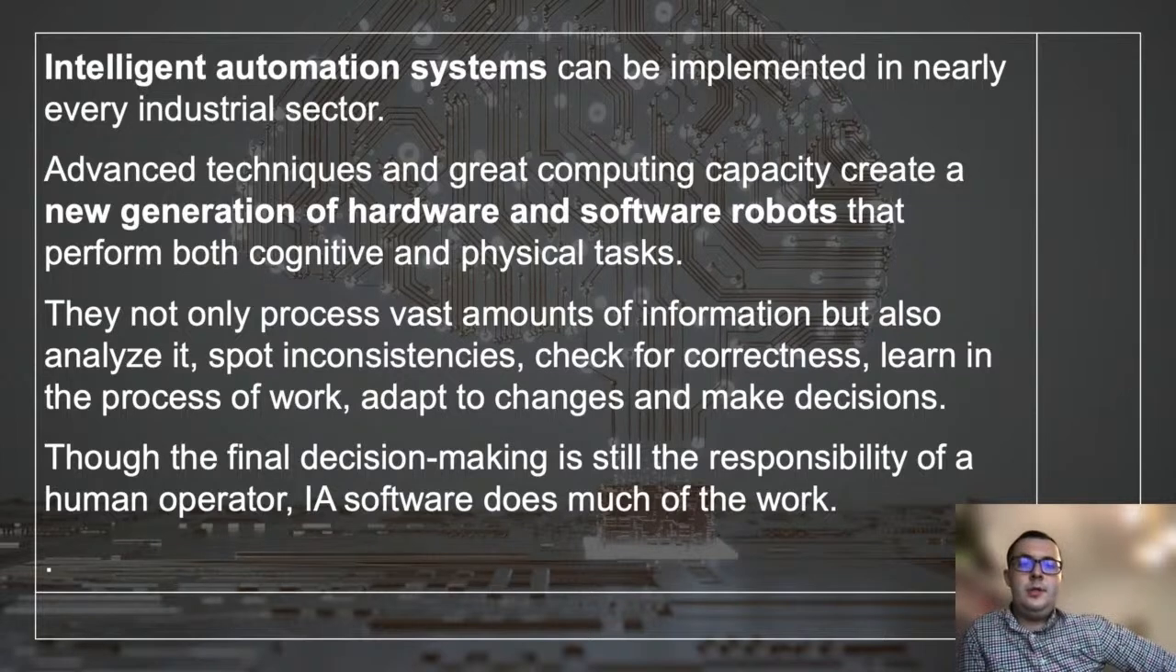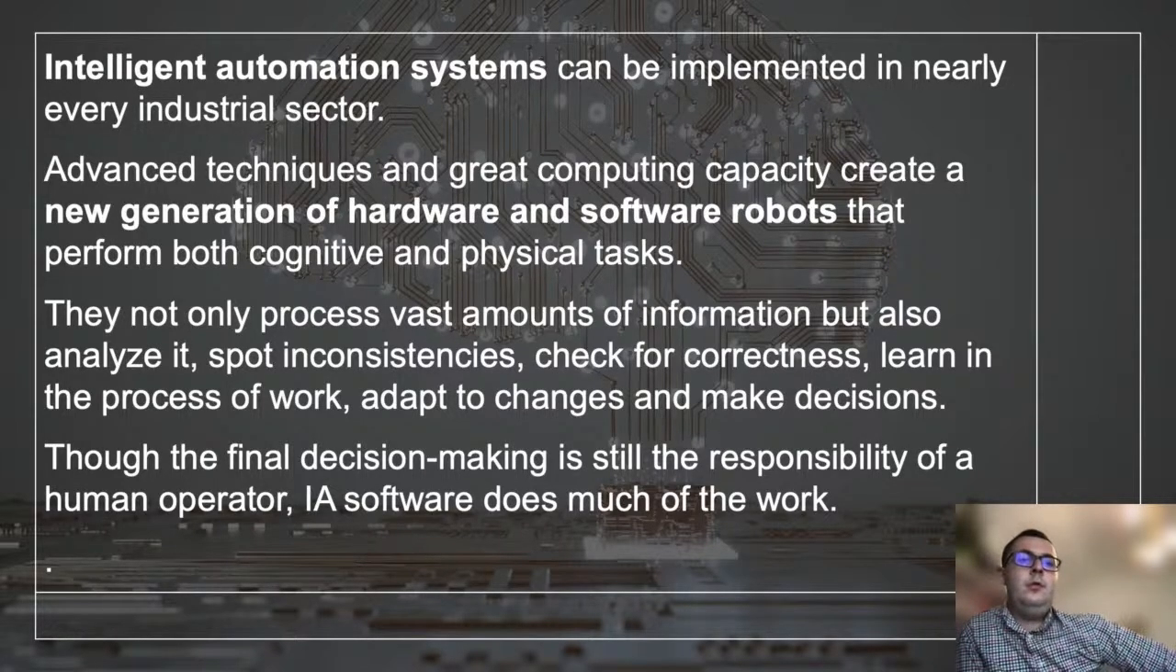So basically, intelligent automation systems can be implemented in nearly every industrial sector. So as I've emphasized in the slide before, this system or concept of intelligent automation can be implemented in many sectors, has many utilizations, many uses, and not only in the repetitive tasks industry, but also in nearly every industrial sector, because advanced techniques and great computing capacity may create a new generation of hardware and software robots that perform both cognitive and physical tasks. And they not only process vast amounts of information, but also analyze it, spot inconsistencies, check for correctness, learn in the process of work, and adapt to changes and make decisions.